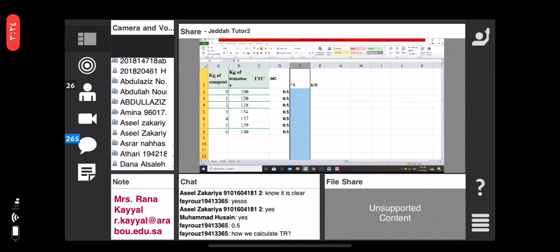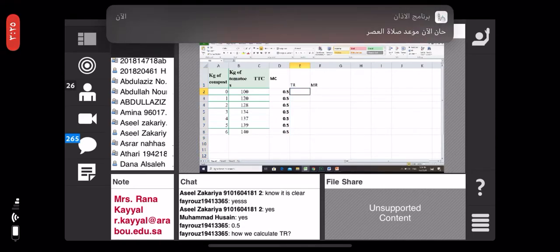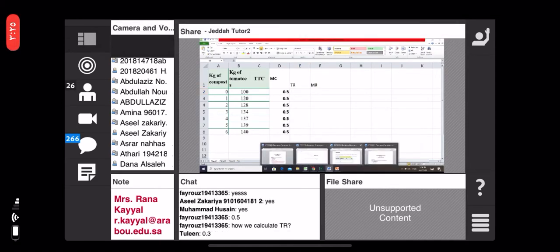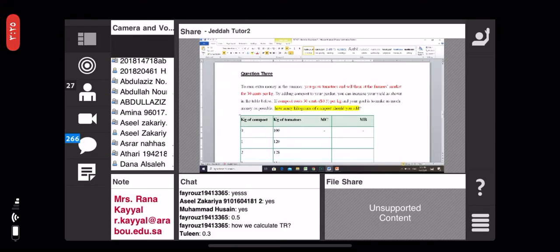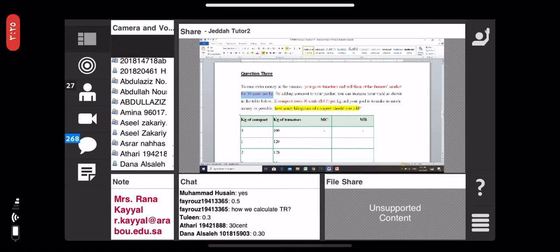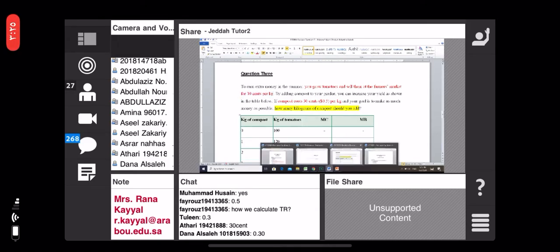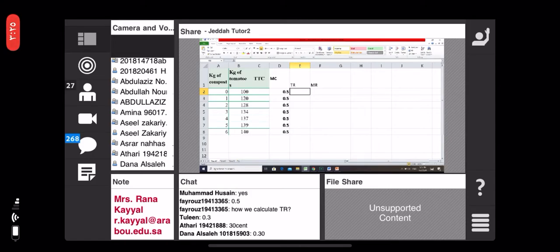Why is there no need for the marginal revenue? The formula of the total revenue equals quantity times the price, which is how much I'm selling each kilo of tomato for. Back to my question, I'm selling it for 30 cents. Yes, so I multiply the quantity by the price. Okay, but there's no need for that. Let's go for this, to make it shorter.